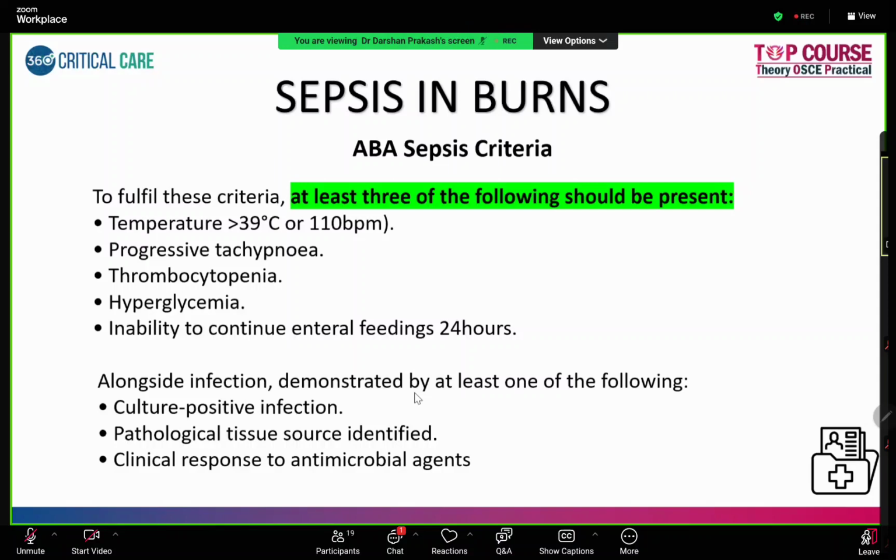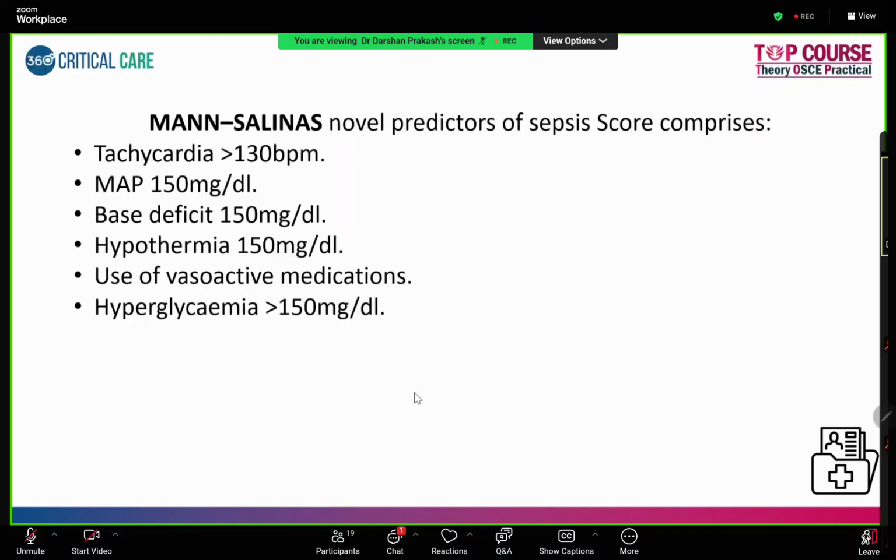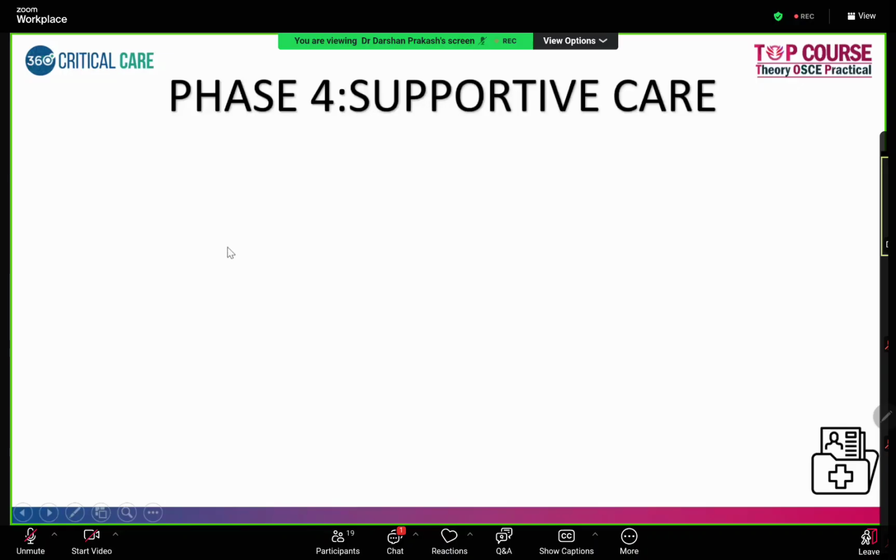Along with this, if you have any culture proven sepsis, so you definitely have a pathogen identified, then based on that, you can initiate your antimicrobial therapy. There is a Mann-Salinas predictor tool also present, wherein he says if a tachycardia is present of more than 130, MAP usually less than 150 mm of Hg, sorry, and a base deficit of more than 150. Usually, these patients end up having severe sepsis. Okay, I think I've misplaced a lot of parameters here. Okay, so I'll be updating this in the slides and then putting it up.